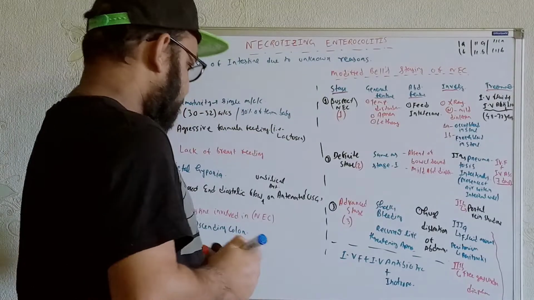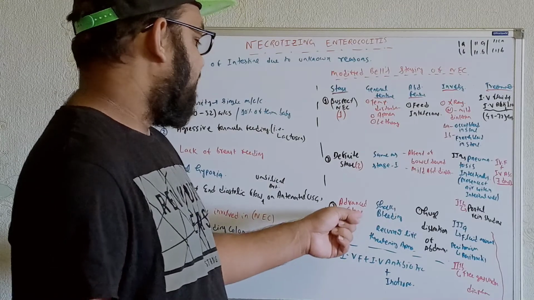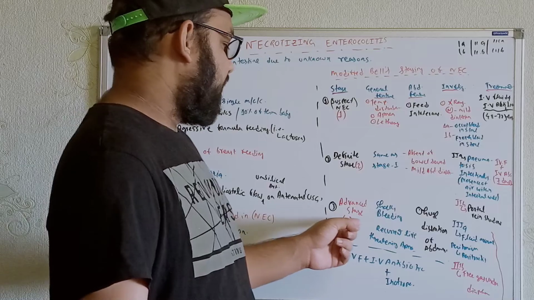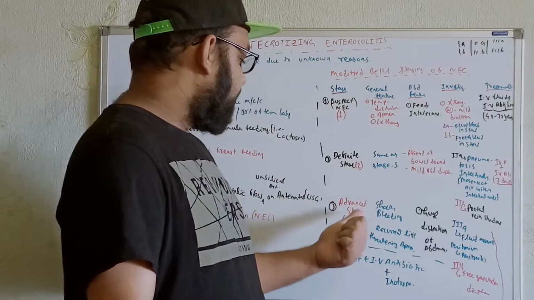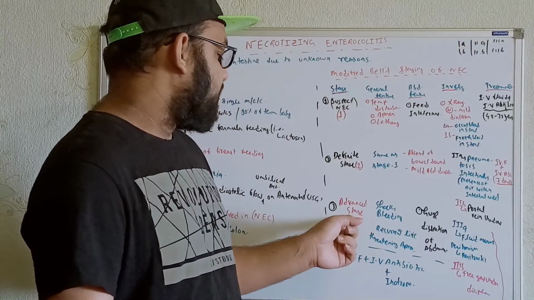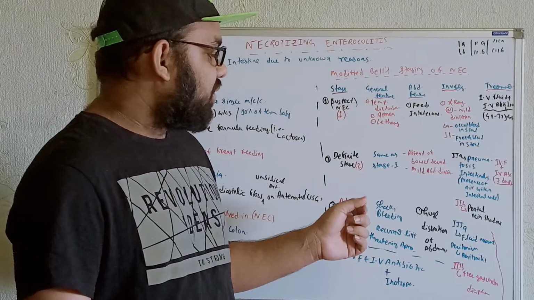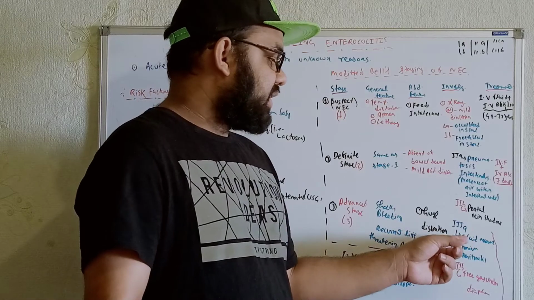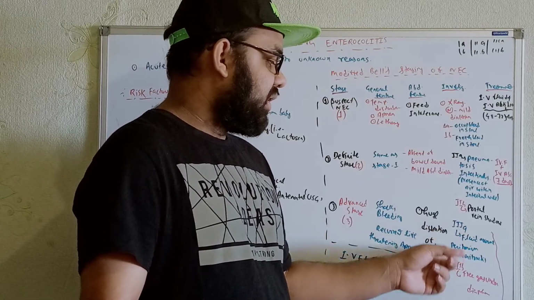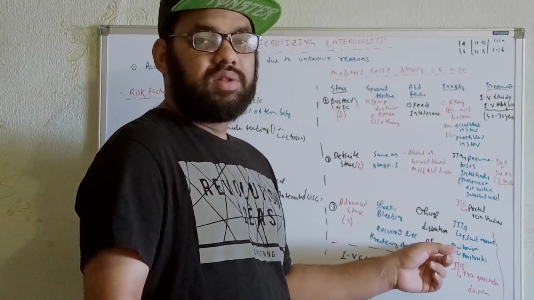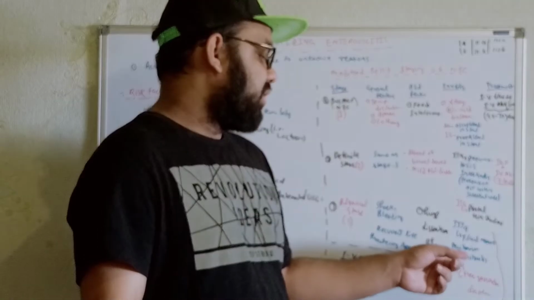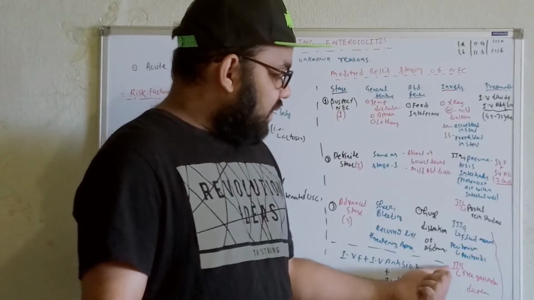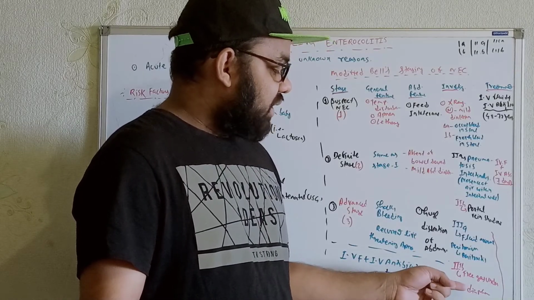Now see, I'll repeat once again. Stage 3 is the advanced stage of necrotizing enterocolitis. In terms of the investigations, if we classify into 3A and 3B, in 3A we will get fluid accumulation around the peritoneum. We can define this as peritonitis. Along with that, we can also get free gas under the diaphragm.